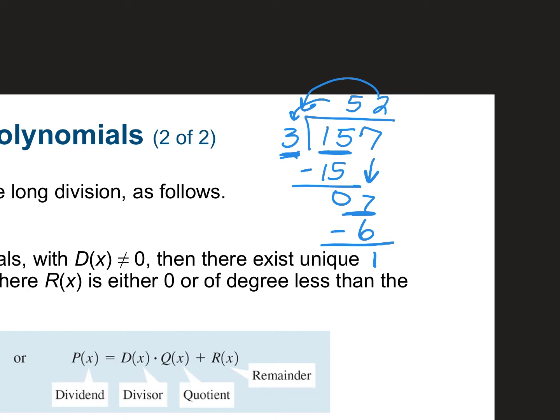I have 1 left over. So I could say I have 52 with 1. And what could I put 1 over? I could put it over 3. You put it over what you divided by. So my answer is 52 and a third, correct?